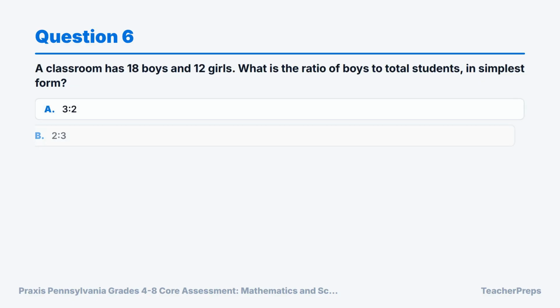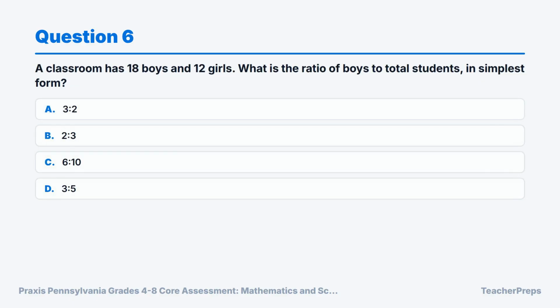Question 6. A classroom has 18 boys and 12 girls. What is the ratio of boys to total students in simplest form? Pause the video and select the best answer.